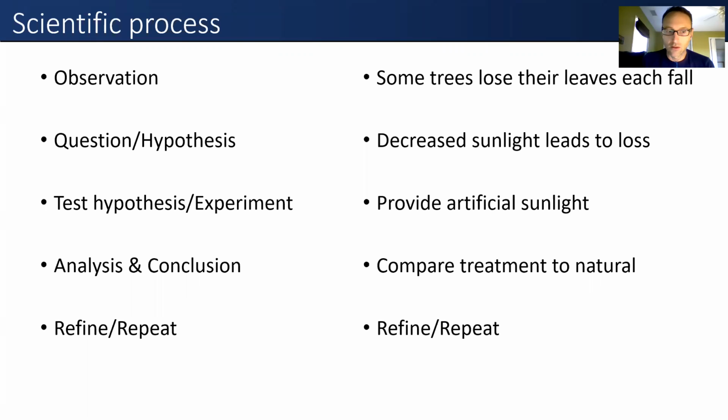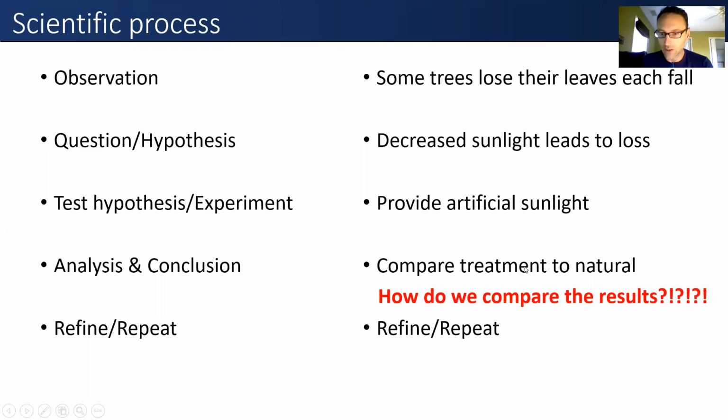But the question that we're focusing on here is, how do we come up with these testable hypotheses? And then how do we go about testing them? How do we compare these results? When I say compare the treatment to the natural, can we just say, okay, this tree looks like it dropped fewer leaves than the other one? Or how do we go about actually testing those in a rigorous way?